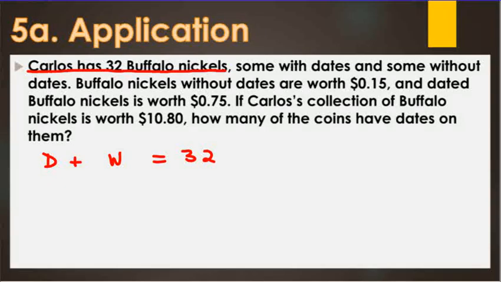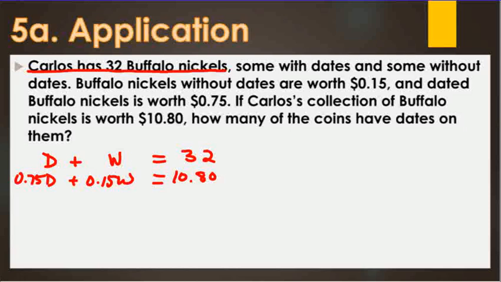Okay, just using this first one. Says the buffalo nickels without dates are worth 15 cents, so 0.15 W. And the ones with dated are worth 75 cents, so 0.75 D. And this has to equal a total of $10.80. So now I have two equations.